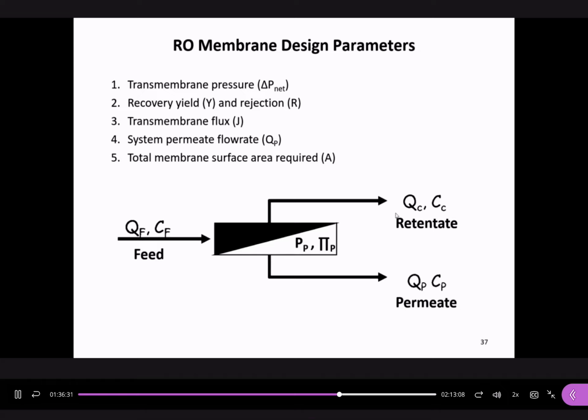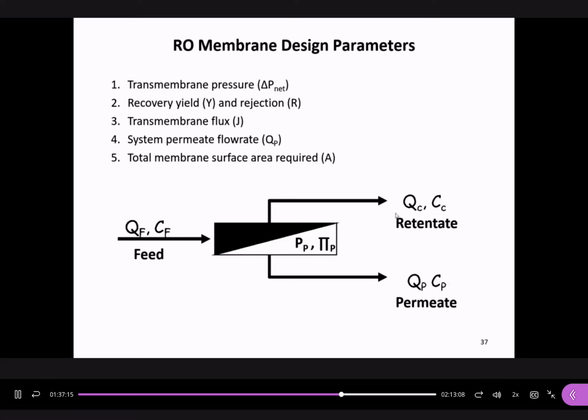All right, so let's continue. Let me talk a little more about different operation modes. We have introduced the two modes, right? The first one is dead end. Dead end. This is the membrane surface. You have the feed, and you have the permeate. All right, feed and permeate. That's very straightforward to understand, right?